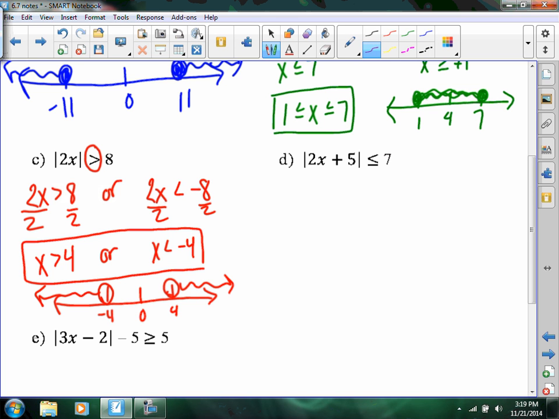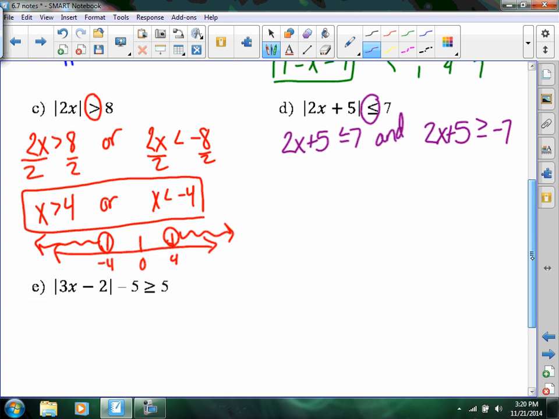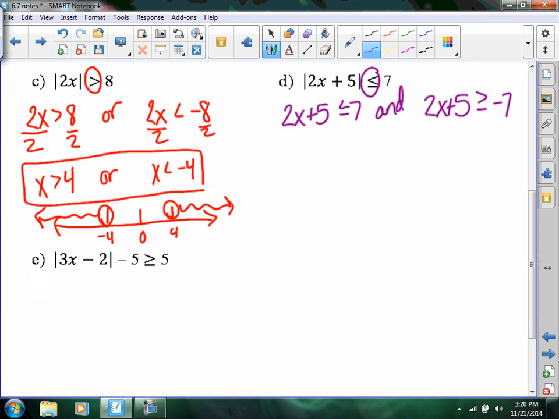For part D, same process for setting up our equations. We're going to have one set equal to 7 and one set equal to negative 7. So 2x plus 5 less than or equal to 7. And then 2x plus 5, I'm going to flip the sign and make the number negative. And then this is a less than, so that's an and graph. So when I get done, I'm going to have an and compound inequality. I'm going to have to rewrite my answer in.